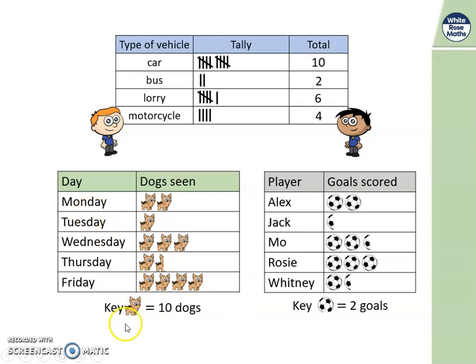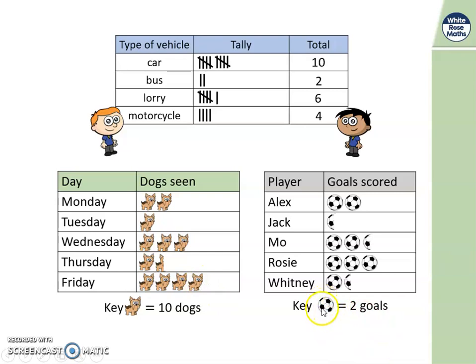Fantastic, well done if you've done that. So the key here is 1 dog equals 10. On Monday we saw 10, 20 dogs. Tuesday, just 10. Wednesday, 10, 20, 30. Thursday, we've got 10, and what would half of a dog be? Well, half of 10 is 5, so that one will be 15. And Friday, 10, 20, 30, 40.